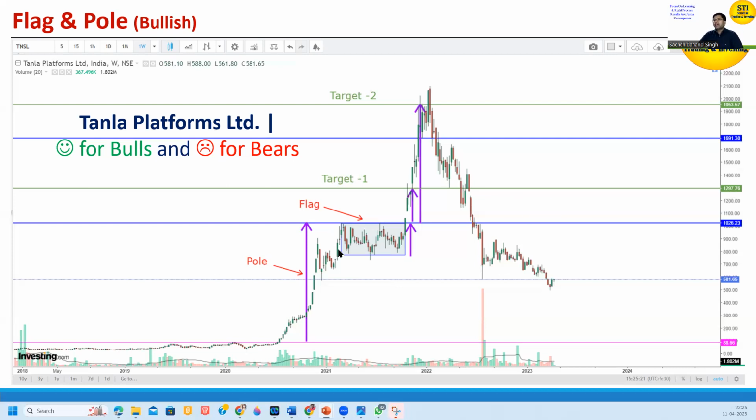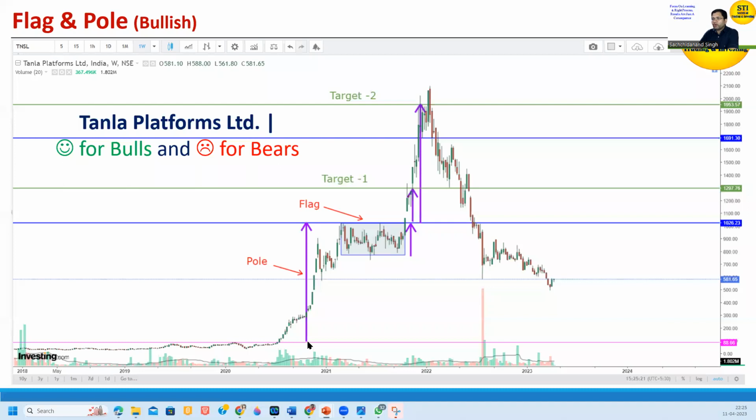And the pole is from where the market started moving up. Till this price point, I think it was kind of flat, moving sideways. But from around this price point, the stock started moving up, and till this point it was just moving up and up. But after this point, it went sideways.